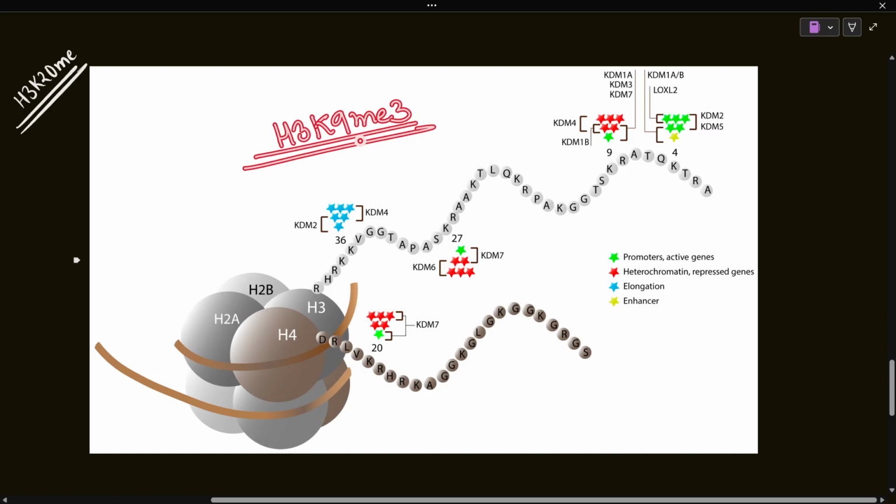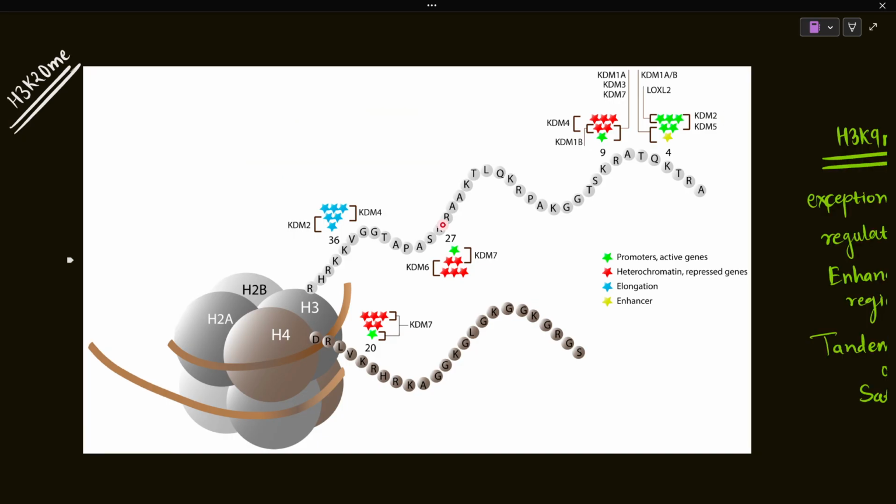Then the next mark is the H3K27 mark. Here you can see the red stars. Again, it denotes heterochromatin or repressed genes. We remember that it is associated with PRC2 complex silencing, the silencing which is mediated by polycomb repressive complex 2. We will learn about this in detail when we study long non-coding RNAs, and I'll explain the PRC2 complex there. We will also learn about it while learning about the polycomb group of proteins and the trithorax group of proteins.